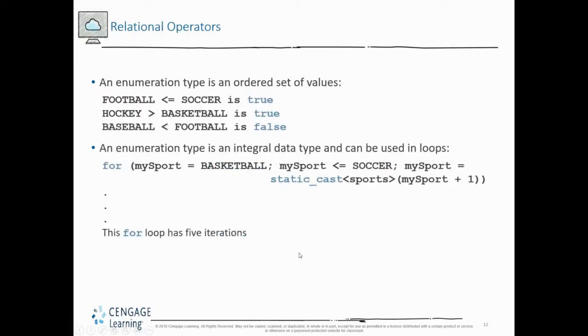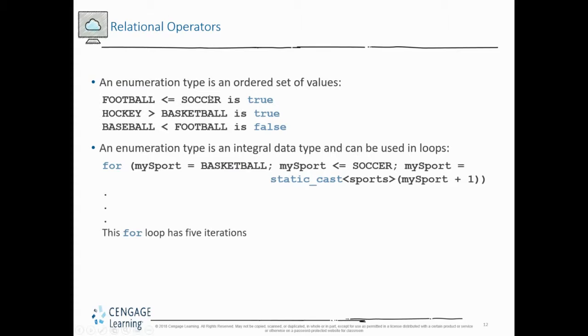Okay, all right. So an enumeration type is an ordered set of values. Football is less than or equal to soccer is true. This is only going to be based upon the values that we have in that particular enum, which we called sports. Well, I should say they called sports, okay? If you remember, the sports were, I think, basketball again, then football, hockey, and I'm not sure after that, but the games were baseball and soccer and volleyball. I'm pretty sure volleyball was last.